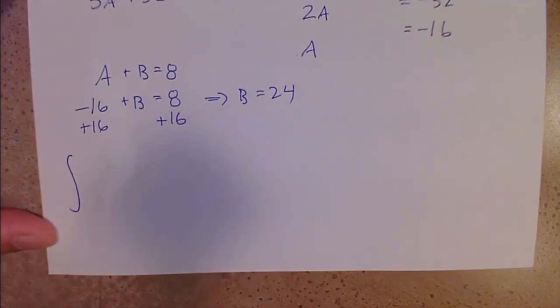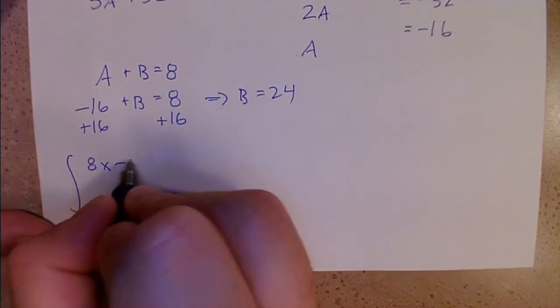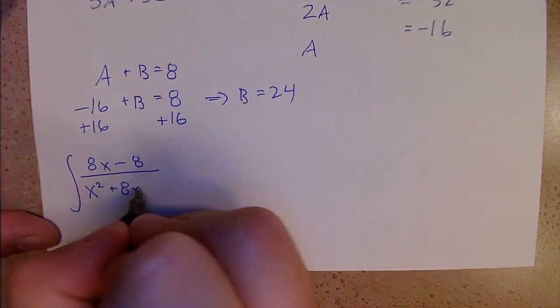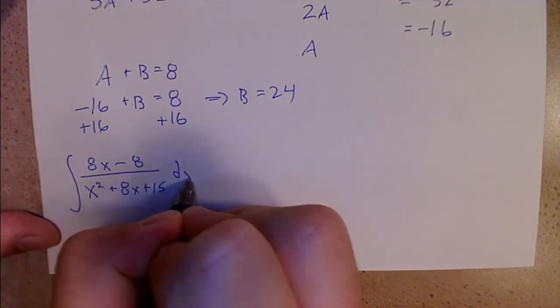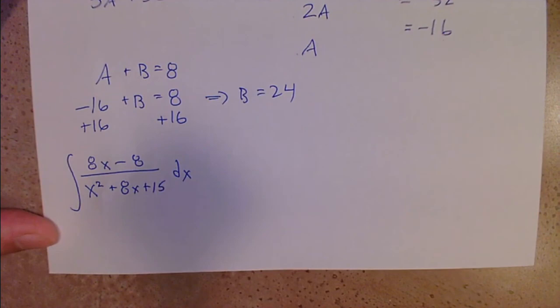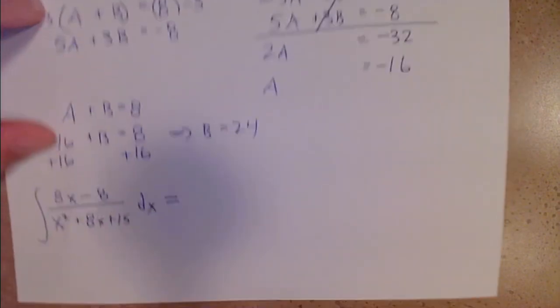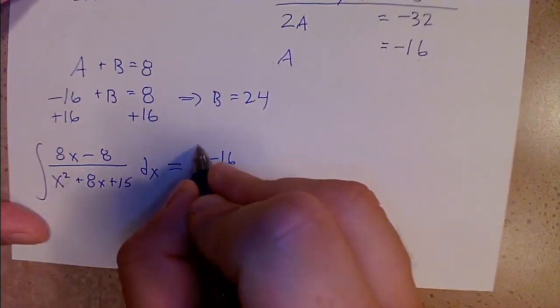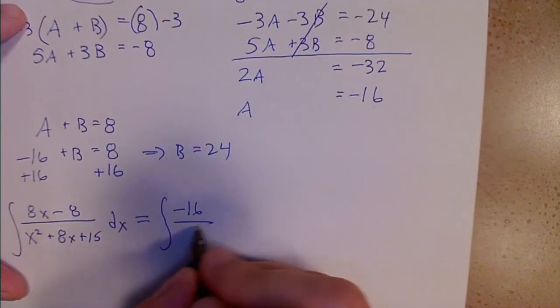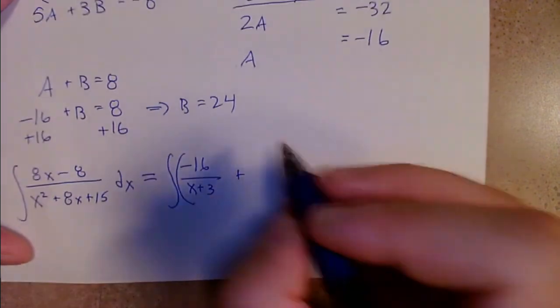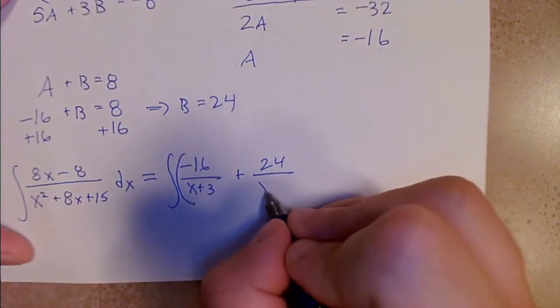And so let's recall what we're doing. We have the integral of 8x minus 8 divided by x squared plus 8x plus 15, like so. And that equals a over x plus 3. That's what we were trying to do. We were trying to break this up. So we have the integral of negative 16 over x plus 3 plus b, which we found to be 24, over x plus 5.